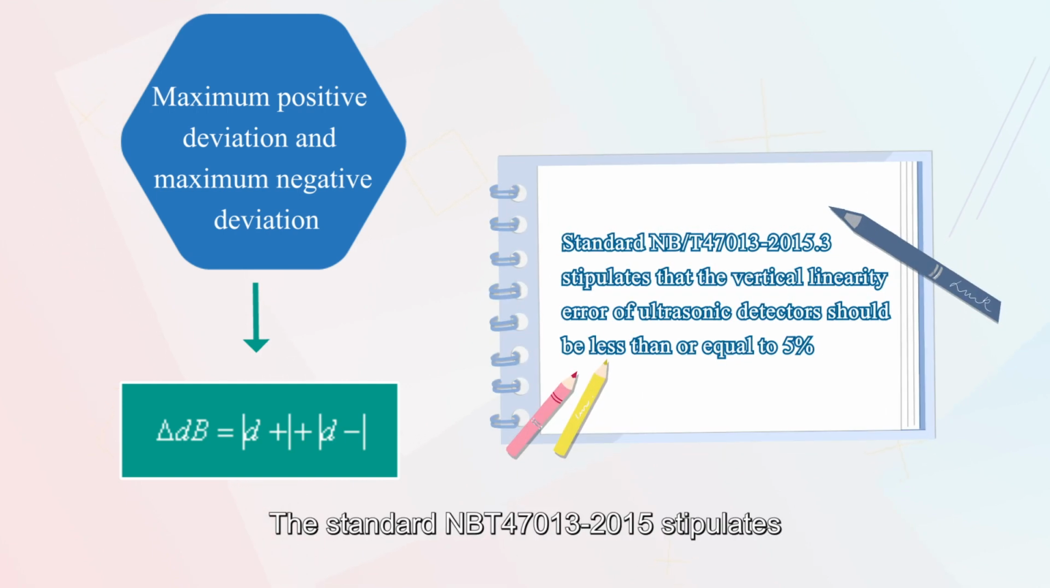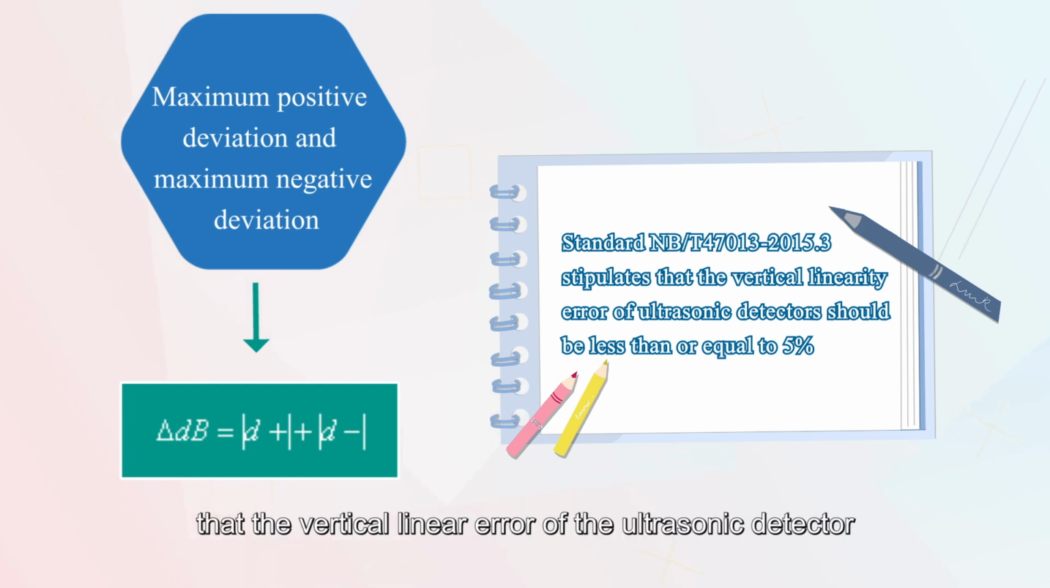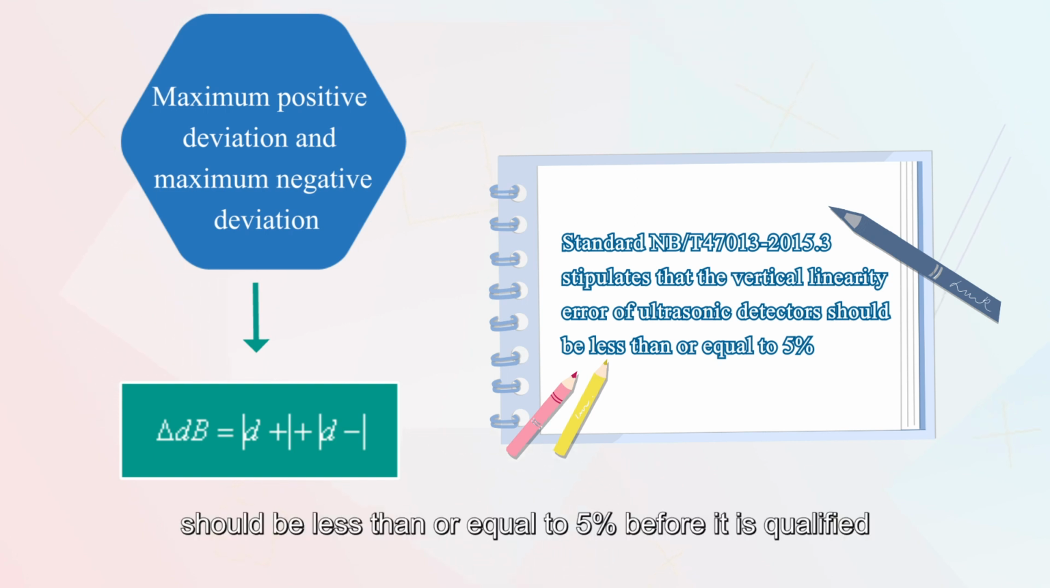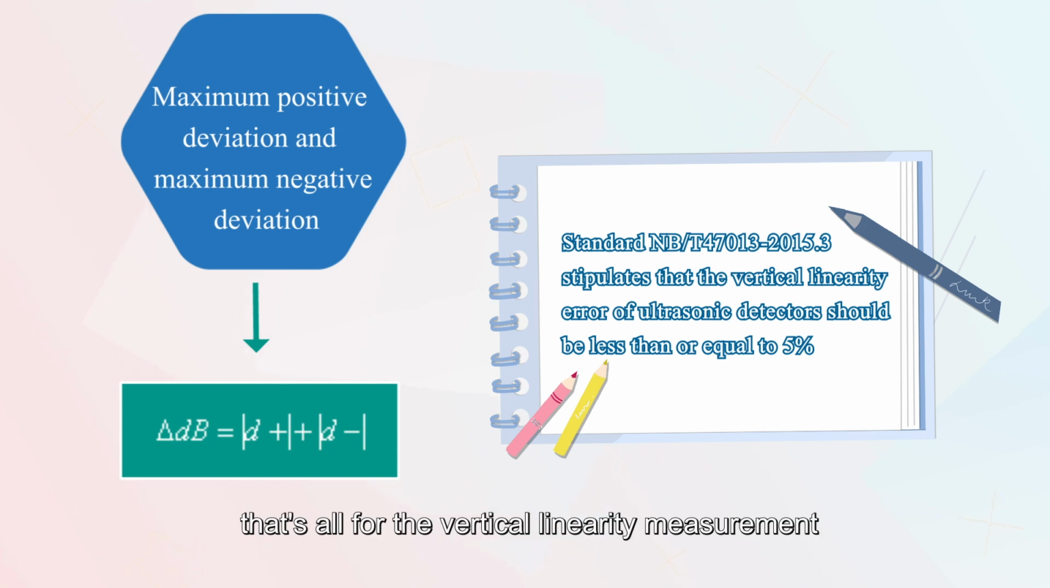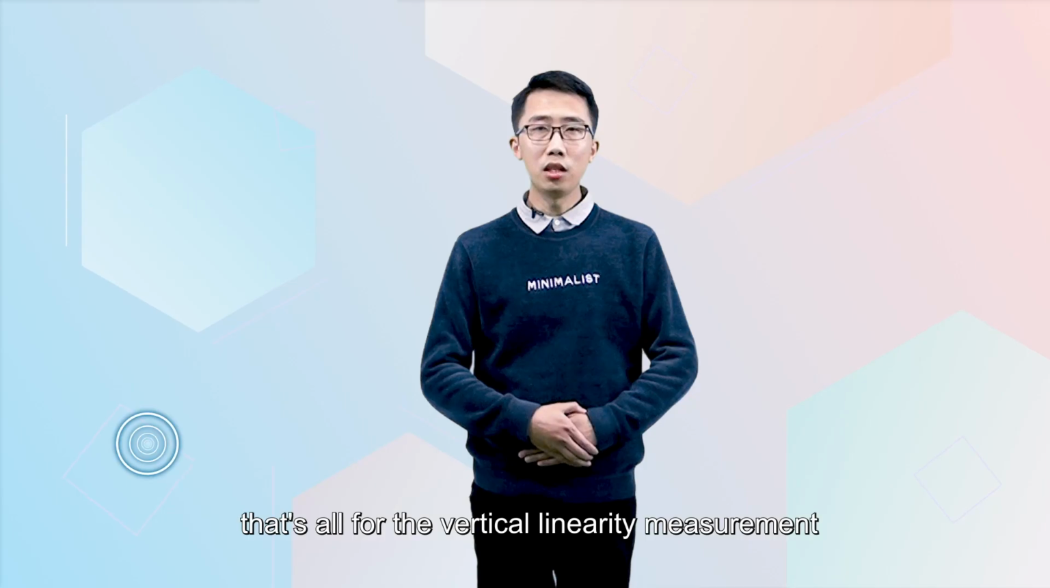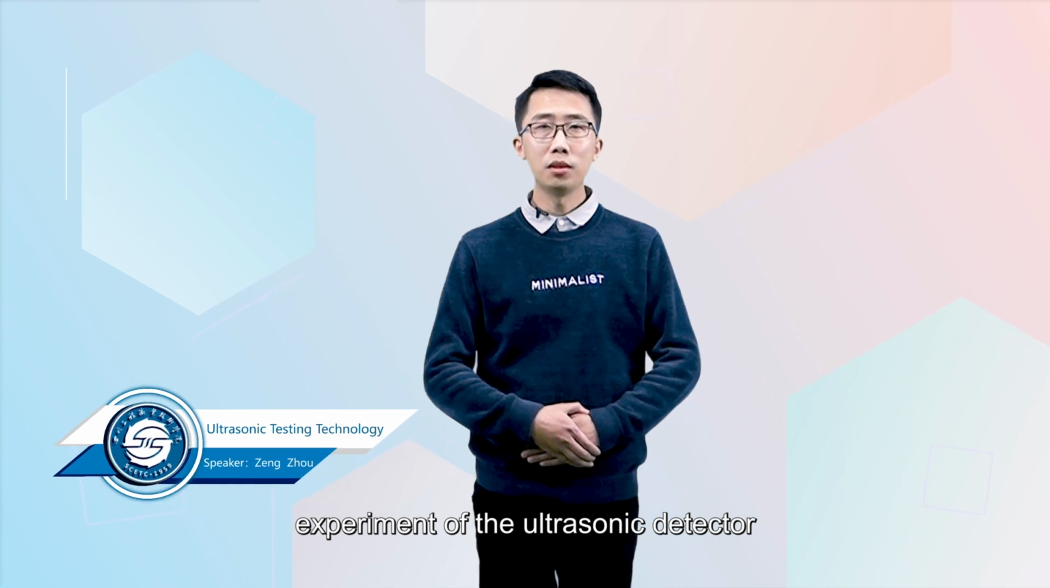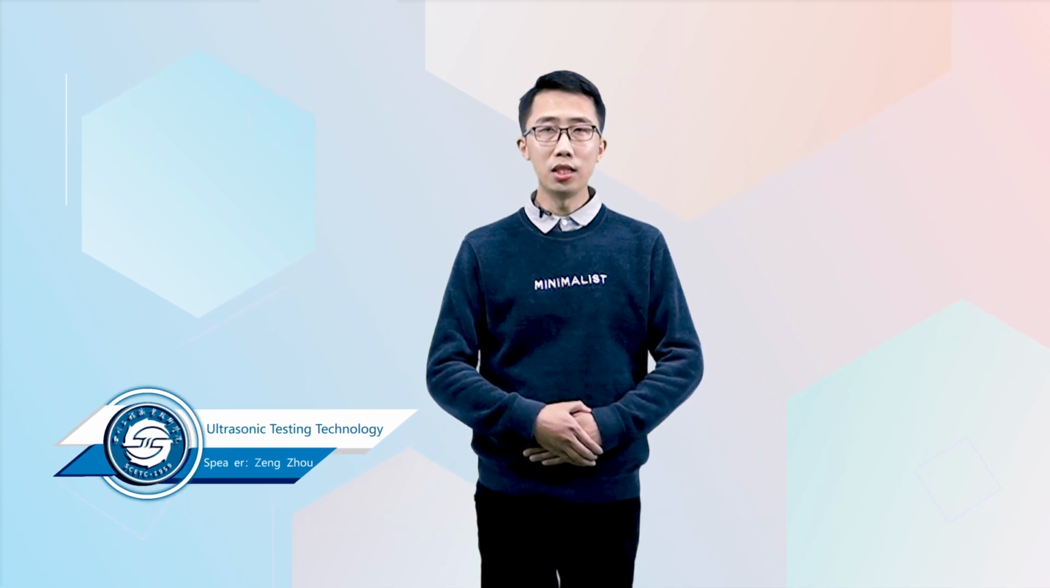The standard JB/T 10061 stipulates that the vertical linearity error of the ultrasonic detector should be less than or equal to 5% before it is qualified. Well, that's all for the vertical linearity measurement experiment of the ultrasonic detector. Goodbye.